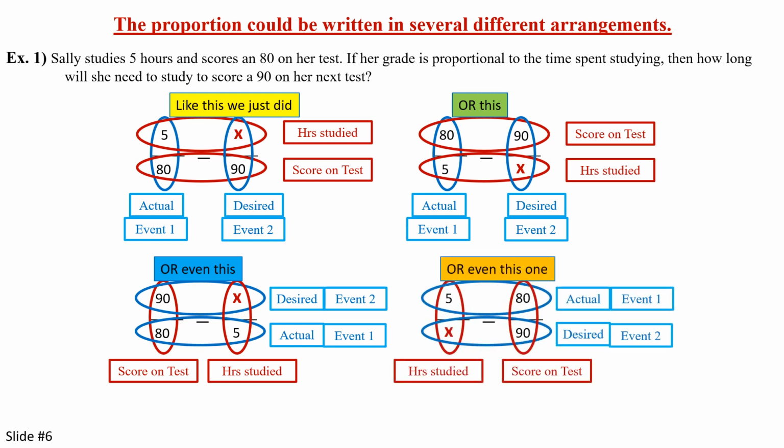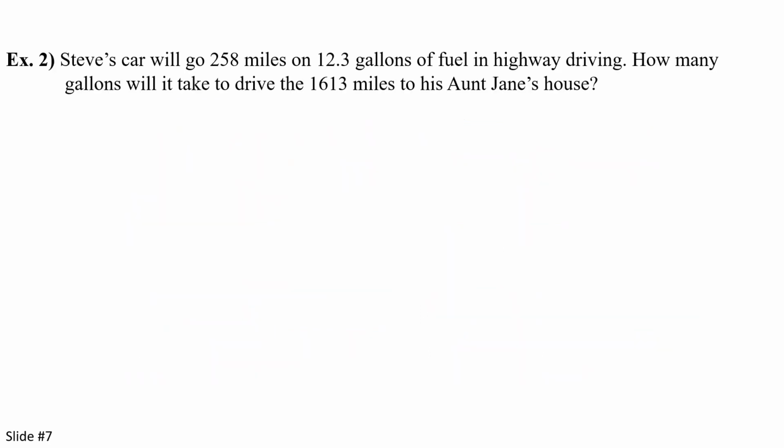Or we could have written it this way, where the first fraction is hours studied, 5 over an unknown quantity, and the second fraction could be score on test, which would be 80 over 90. Again, the numerator is related because it's the actual data, and the denominator is related because it's the desired event too. Okay. My personal setup is always doing the events as a fraction.